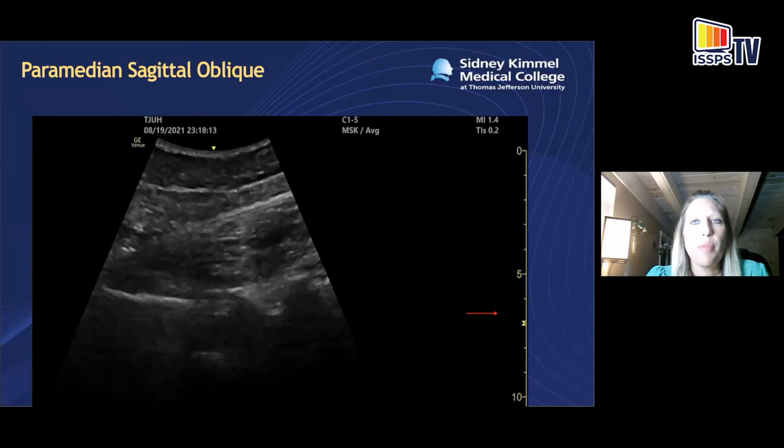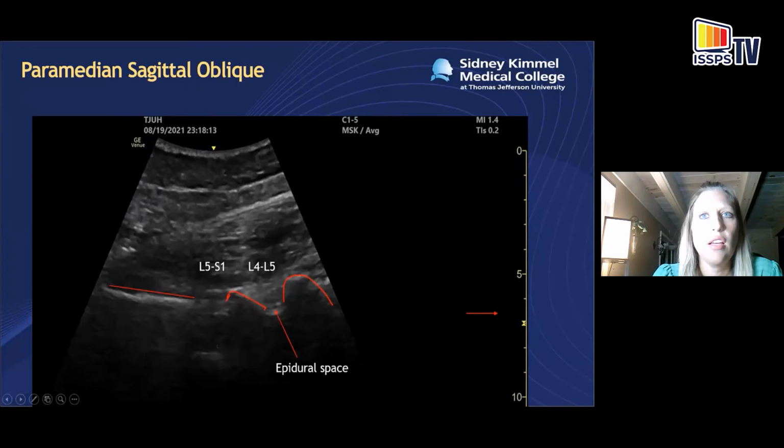And then I move into the paramedian sagittal oblique, and we can see, looking at the sacrum, L5 and L4 and interspaces. And here you could actually see the epidural space, so ligamentum flavum and the dura. And so we can see the epidural space nicely in there, and also catch the anterior complex here as well. So we can see pretty good structures in this obese patient and get valuable information.